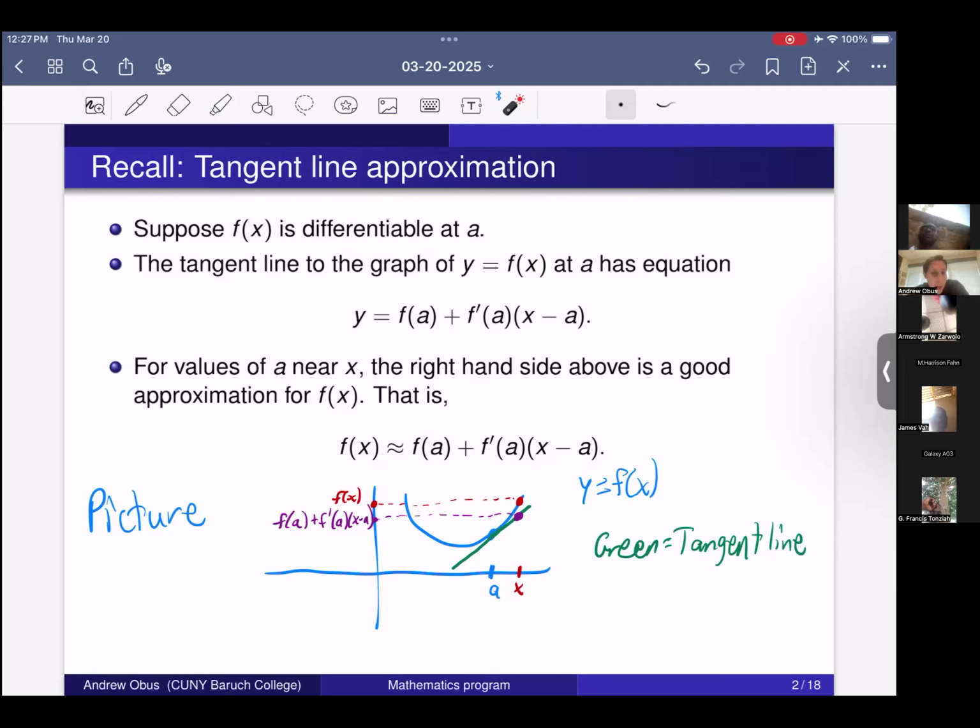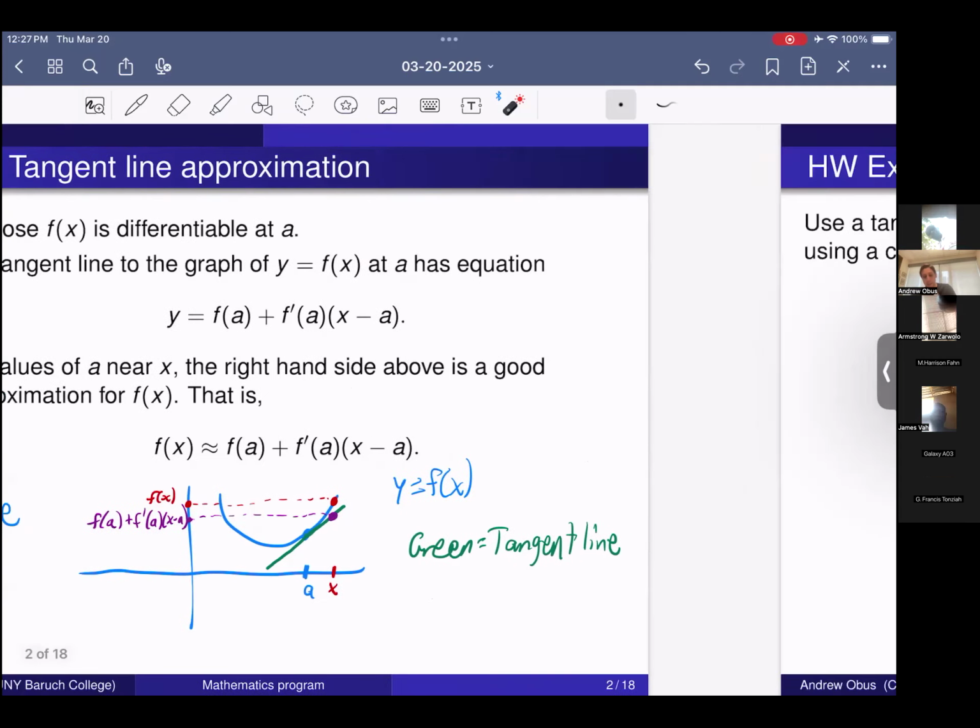Okay, so this was this idea of a tangent line approximation. You can't compute the value on the curve, but you can compute the value on this tangent line, which is pretty close to what you want to get. So let's see an example of this.